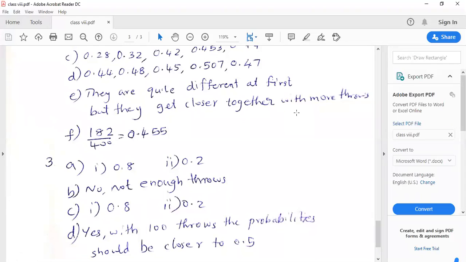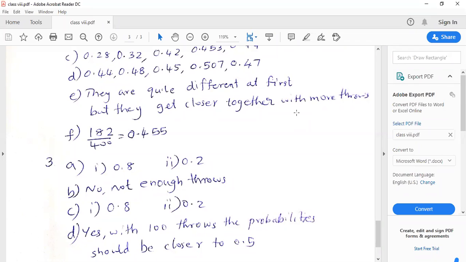Closer to 0.5, which means 0.4 or 0.6. So not 0.8 or 0.2. So it is entirely different. If it were a biased coin, it would not happen like this. That is why, yes, with 100 throws, the probabilities should be closer to 0.5. So finished.